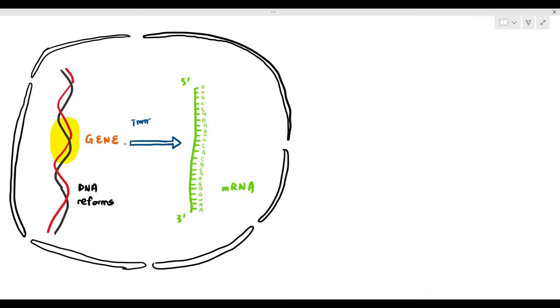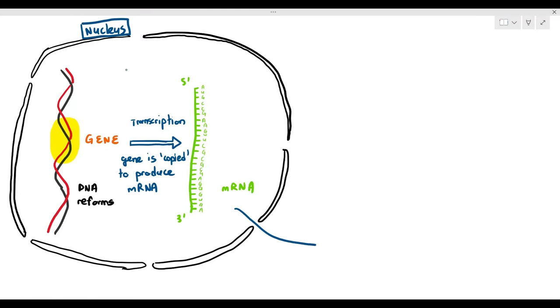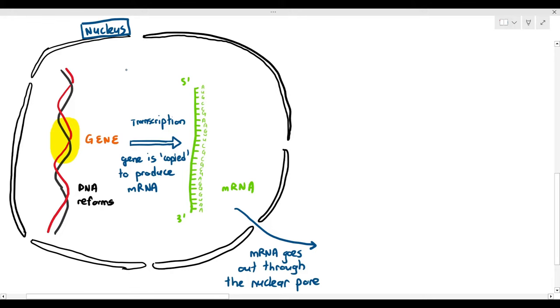The first part of protein synthesis was transcription, in which the gene is copied or transcribed to produce a molecule known as the mRNA. Once the mRNA in the nucleus has been produced, it will go out of the nucleus through the nuclear pore and enter the cytoplasm.